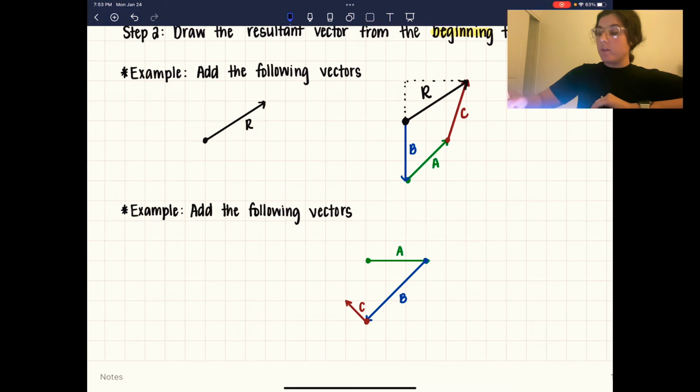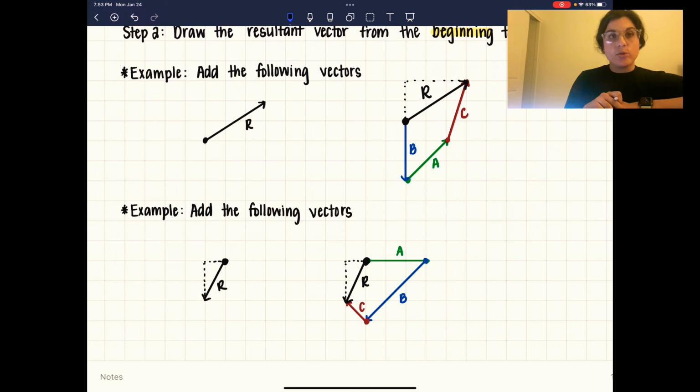So my resultant vector is going to be the connection from the very beginning, the tail, to the very ending head. So this resultant vector is 1 unit to the left and 2 units down. So if I wanted to redraw it over here, it would be 1 unit to the left and 2 units down.